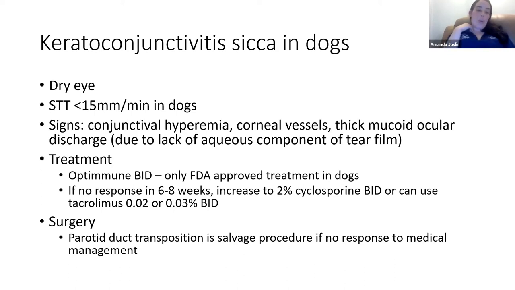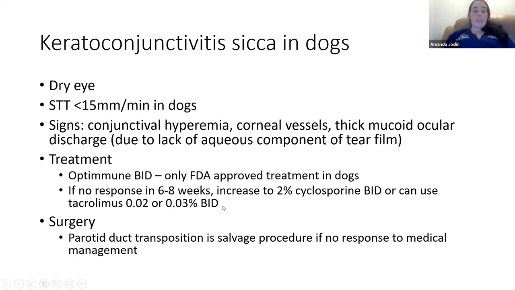Technically, Optimmune is the only FDA-approved treatment in dogs, but I very rarely use it. I typically jump right to 2% cyclosporine if I'm just concerned about the dry eye. If there's any pigment on the surface of the eye, I typically go for tacrolimus 0.03%. I start with them both twice a day and give about 6 weeks of treatment to get to the full response and see if the animal will become within the normal tear film.